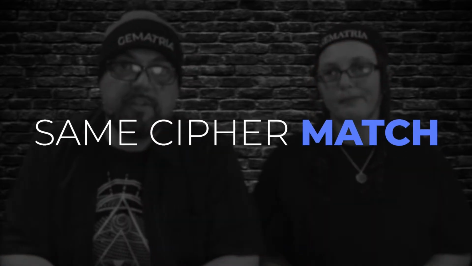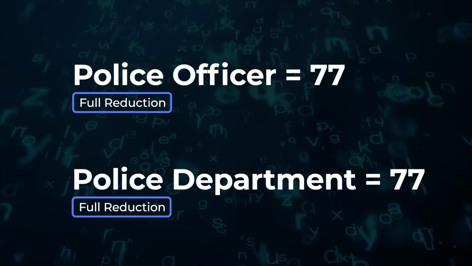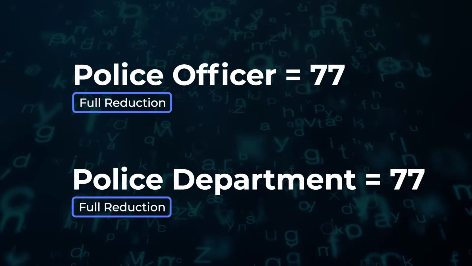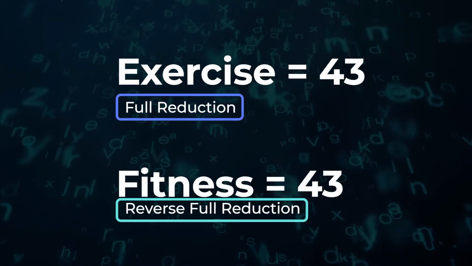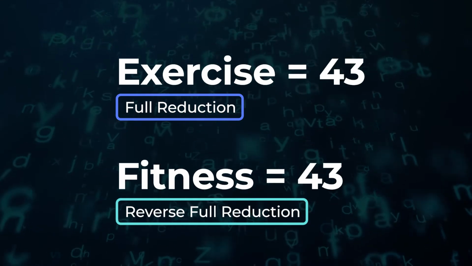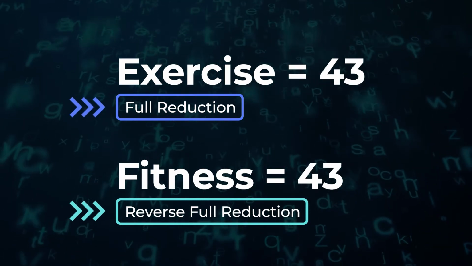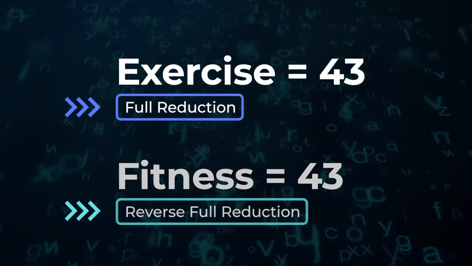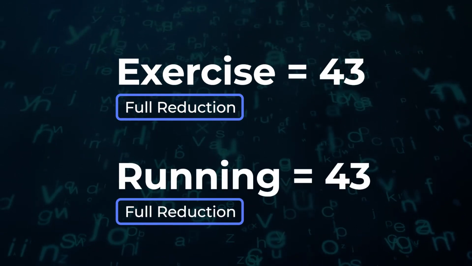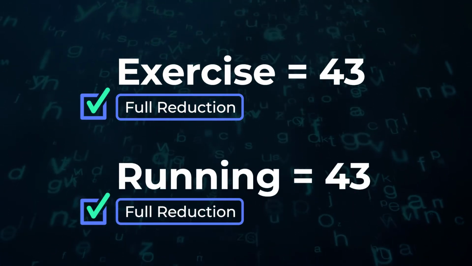Getting back to this, a same cipher match tends to be a stronger connection than 2 words that match with different ciphers, like exercise and fitness. They both equal 43, but with different ciphers. A stronger match would be exercise and running. They both equal 43 in the same cipher.